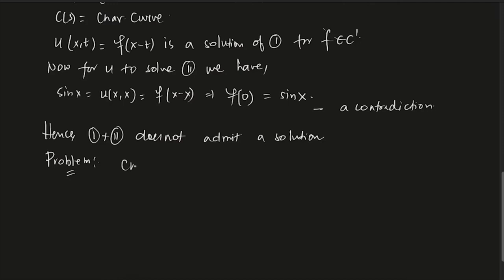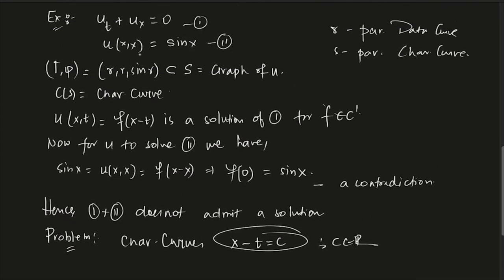Look at the characteristic curve. What are the characteristic curves? Characteristic curves are given by x minus t equals constant, right? Those are the characteristic curves. C is in R. See, the initial data here is given along one of the characteristics. So C equals 0, x equals t is a characteristic, right? So x equals t is a characteristic curve.